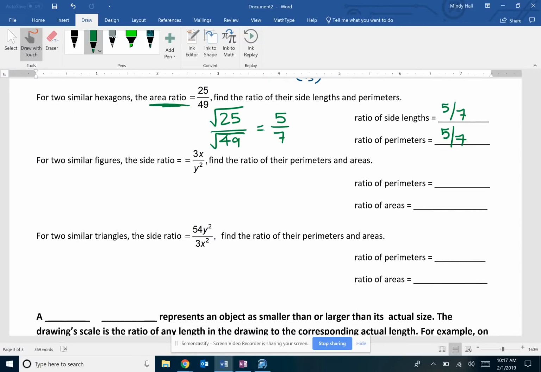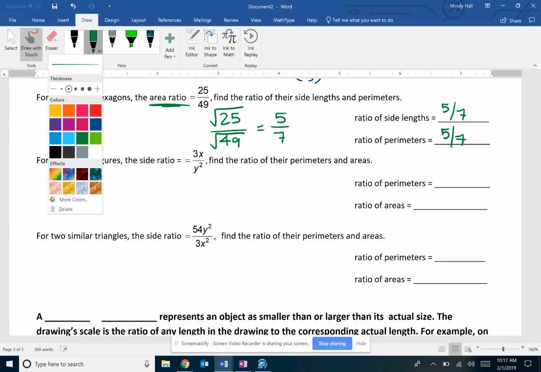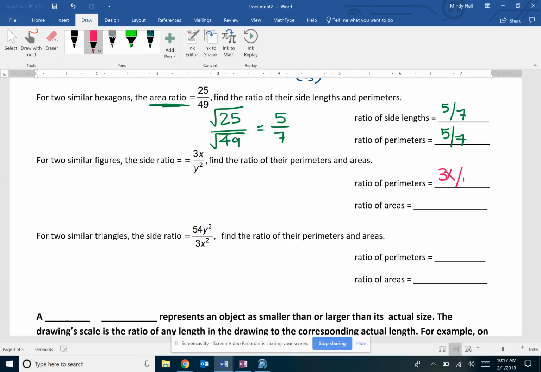Next one, we have two similar figures with a side ratio of 3x over y squared, and we need to find our perimeter and area. Again, side ratio is going to be exactly the same as the perimeter ratio, so we'd have 3x over y squared. Now for the ratio of the areas, I have to square both of my terms. So 3x squared becomes 9x squared, and then y squared squared becomes y to the 4th, because we had two y's and then we had to multiply them by themselves.